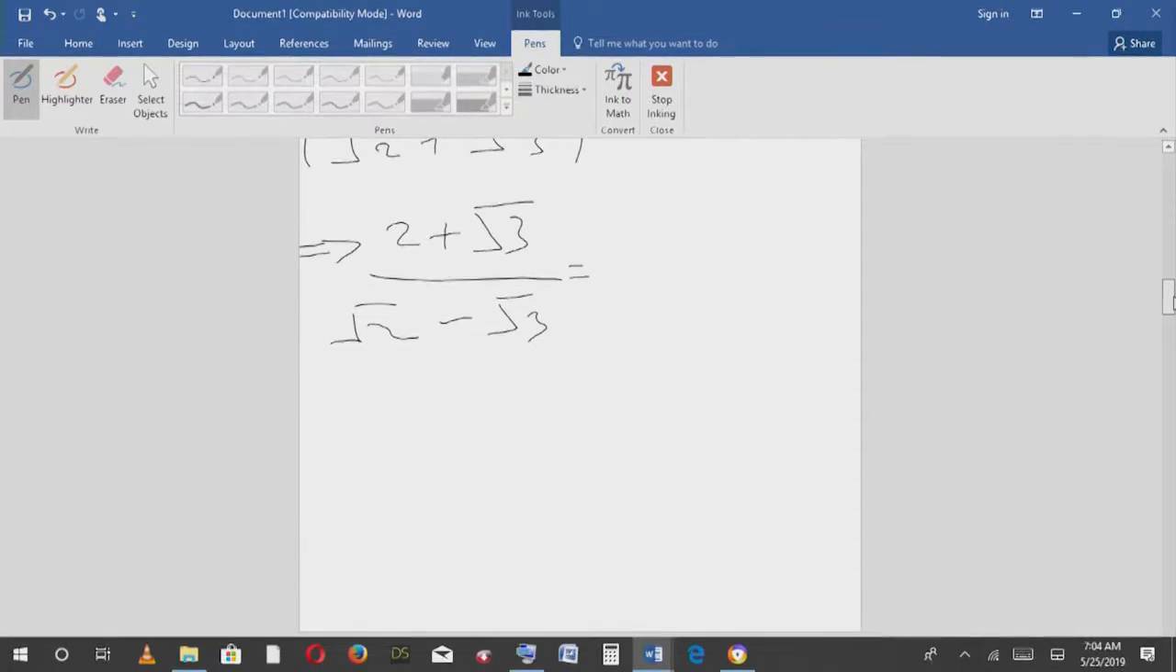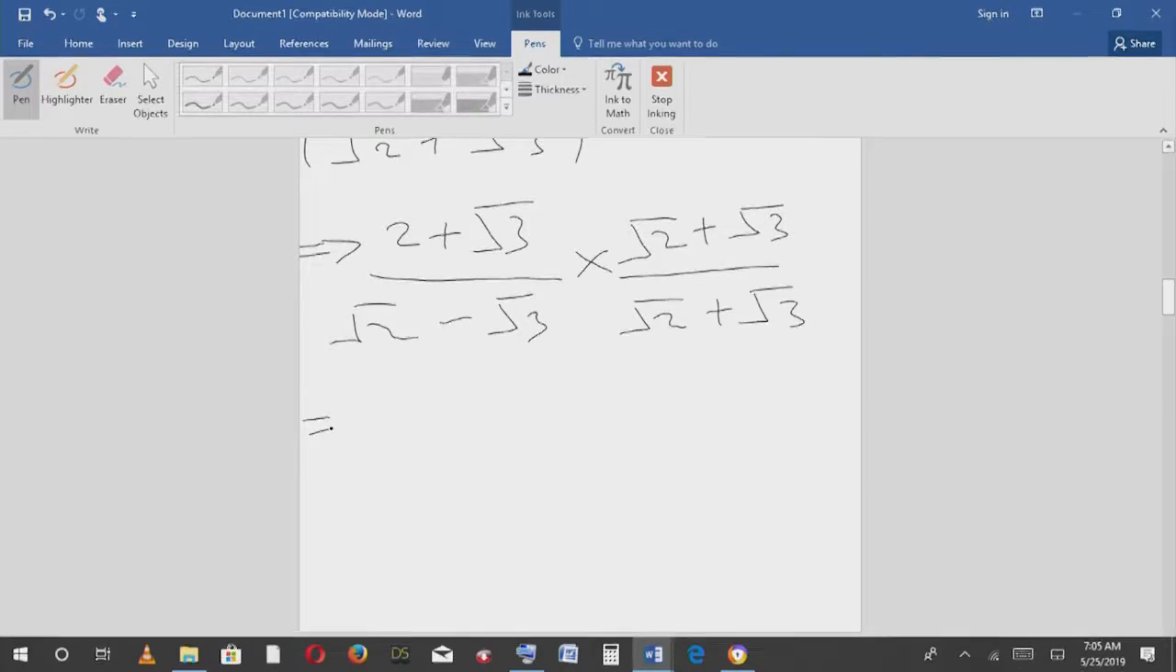Bringing this up further, it says 2 plus root 3, multiplied by, for the sake of space I'll just multiply directly here, the conjugate, which is the root of 2 plus the root of 3. What you do for the numerator, you do also for the denominator, and you multiply here again 2 plus root of 3.